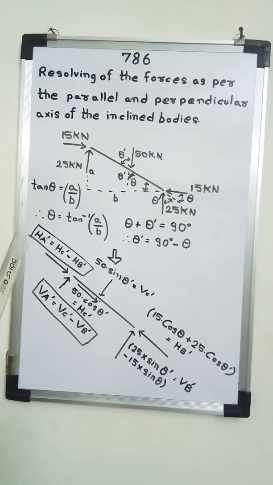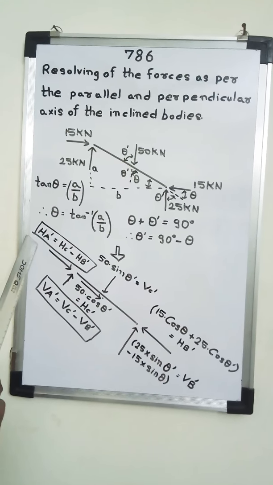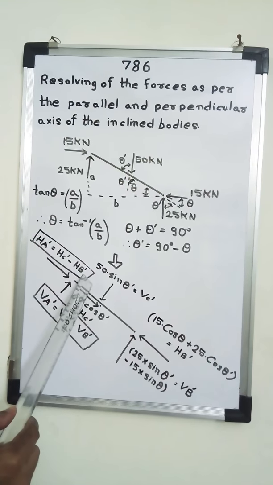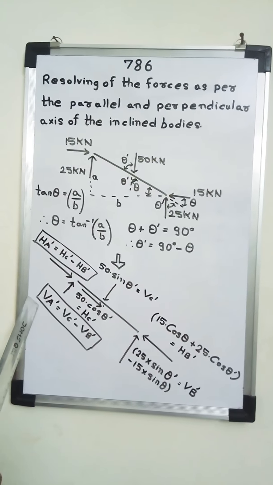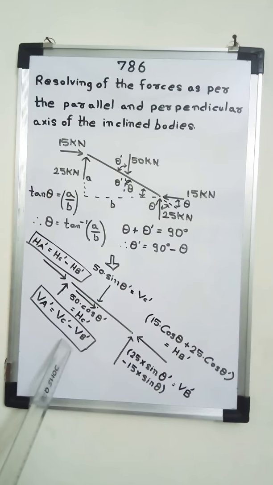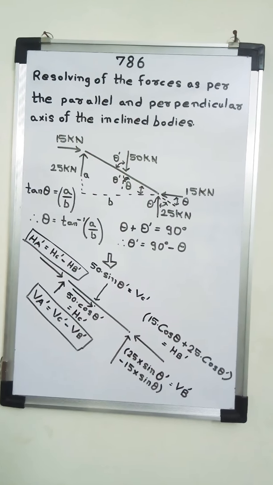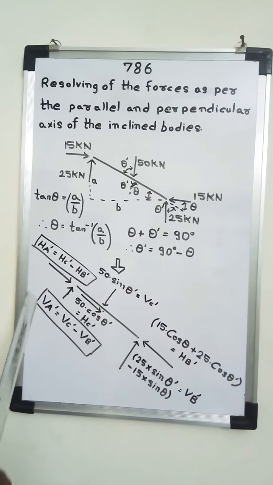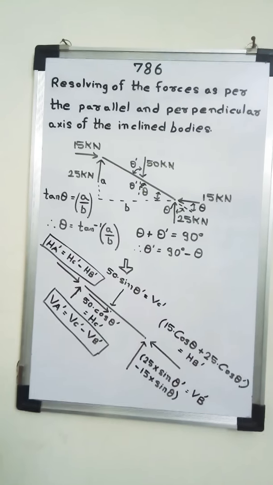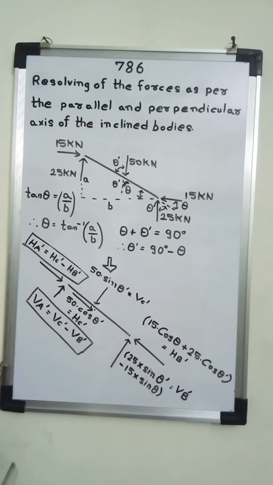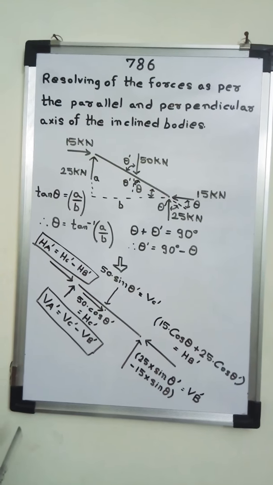And lastly, I can calculate this value of HA dash, which can be calculated as HC dash minus HB dash. And this VA dash, I can calculate as VC minus VB dash. Both the calculations I have done by using the force summations, summation Fx and summation Fy. I hope by this overall general formula you have got a good brief idea of how we calculate.